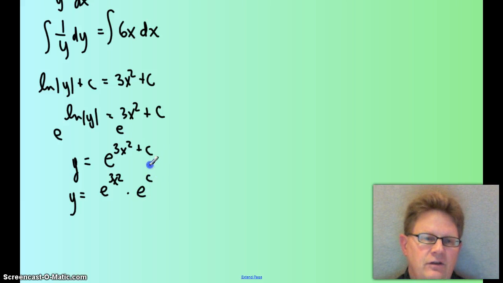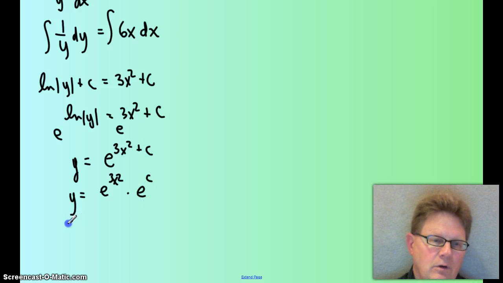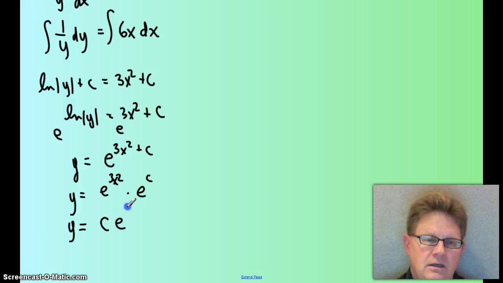All I did is rewrite these, so these two exponents are being added. So I wrote them as the same base, the two bases being multiplied together. That's the same thing as adding the exponents. This e to the c will be some random arbitrary constant. So we're actually going to change it to c e to the 3x squared.